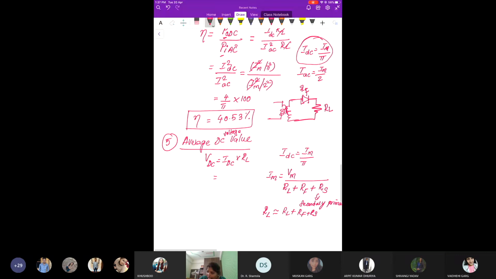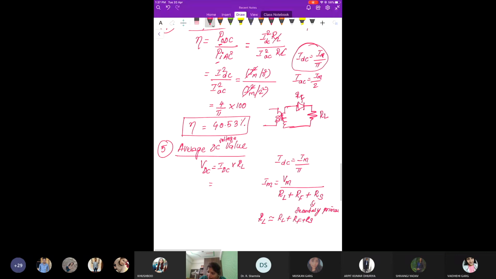So I am going to write Im is equal to Vm by RL, because you know that during the forward bias condition the diode resistance value is very small. Similarly, the value of RS, the winding resistance, is also small. So I am going to consider R approximately equal to RL, that is, RF and RS are negligible.